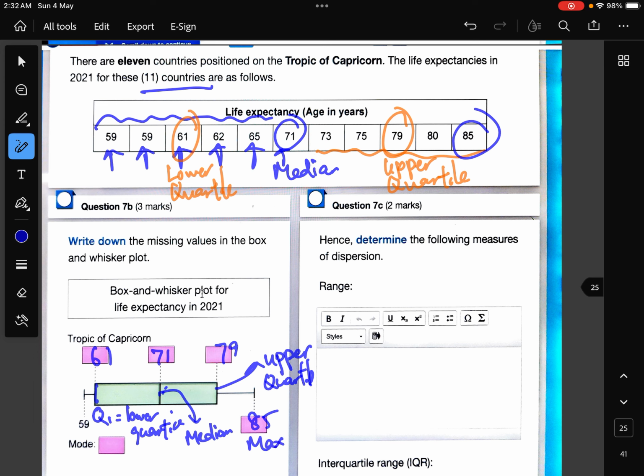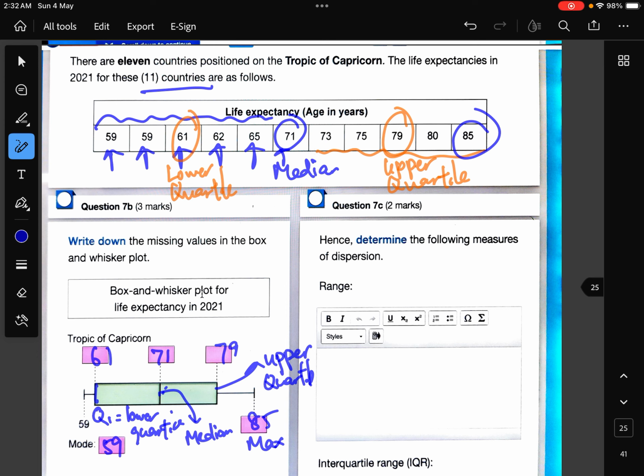Okay, and finally we have the mode, which is the number or the age that appears the most for these 11 countries in 2021. So the number that appears the most was 59, which appears twice, so we're going to put the mode to be 59 here. That's easy, 3 marks.